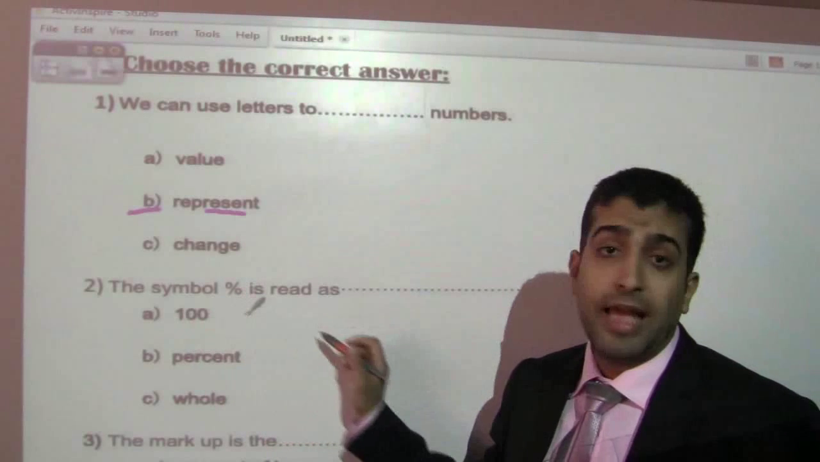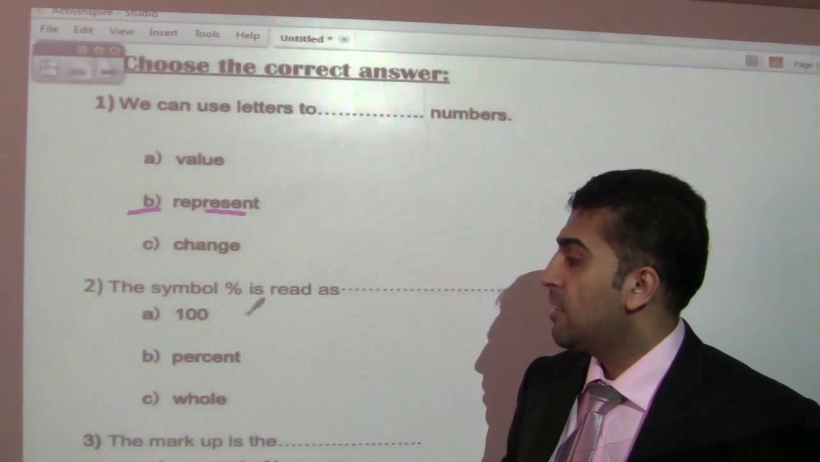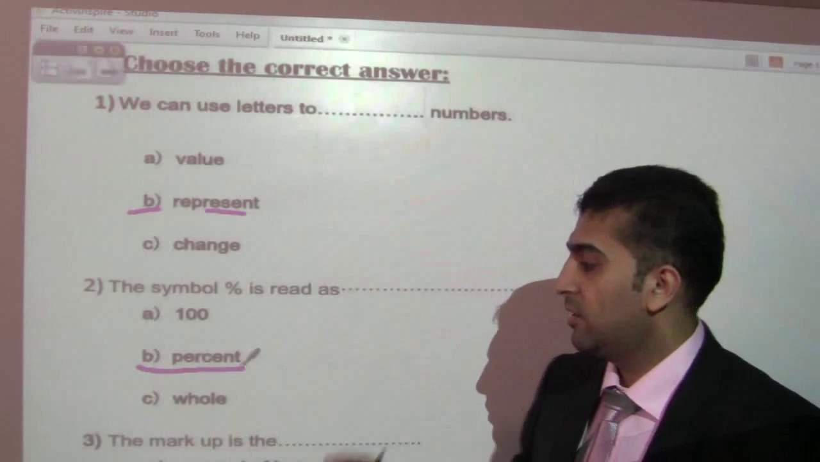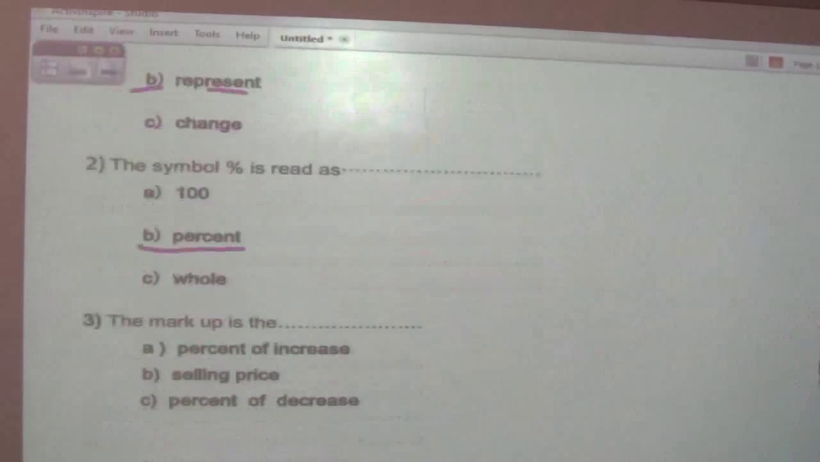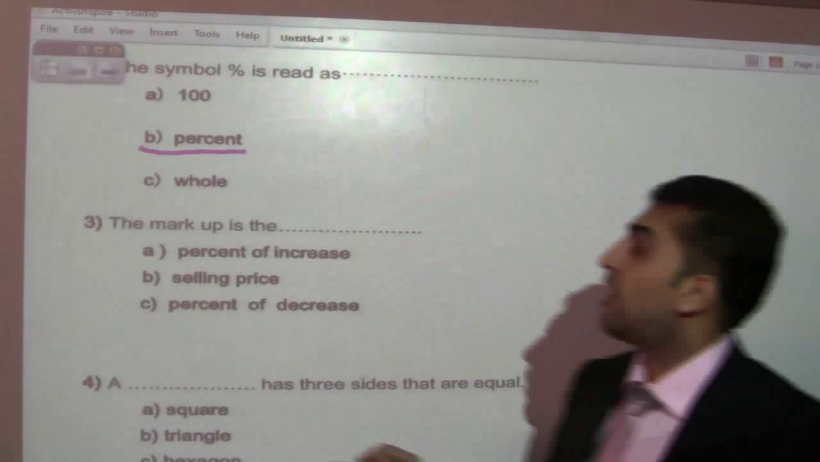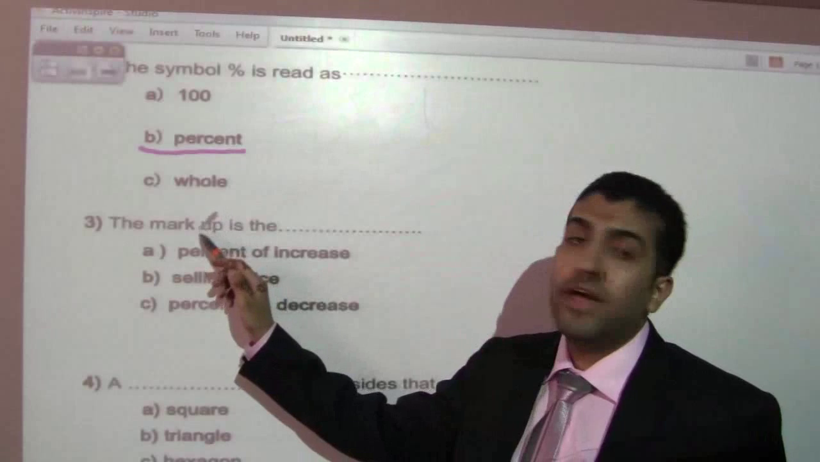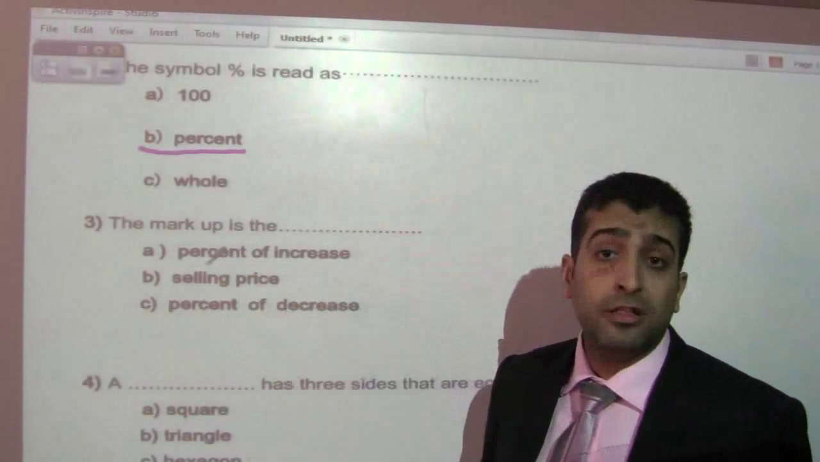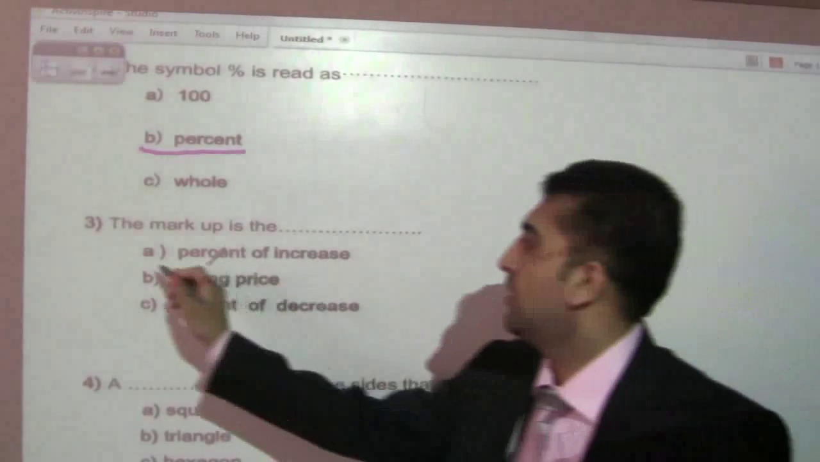This symbol is read as 100% or whole, it's percent. Number 3, the markup is, as we know that the word up means something that's increasing, so it's a percent of increase.